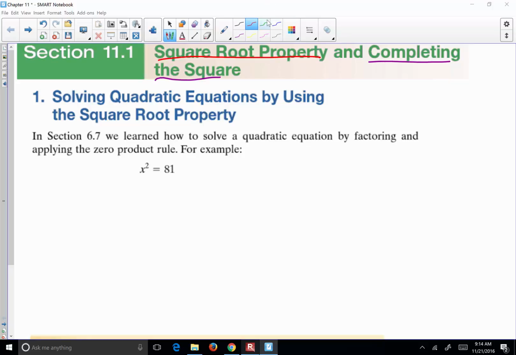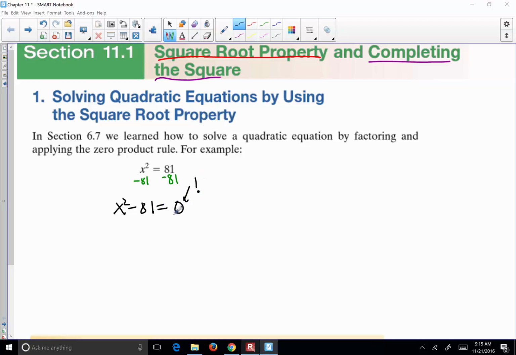Square root property. I'm just wondering how we used to solve this question back in 6.7. In chapter 6 especially, you learned how to factor trinomials, binomials, or any kind of equation. So the way we used to solve this is we collect everything into the left side and get the right side to 0. So we moved 81 to the left, and it was x squared minus 81 equals 0. We got the right side 0 first.